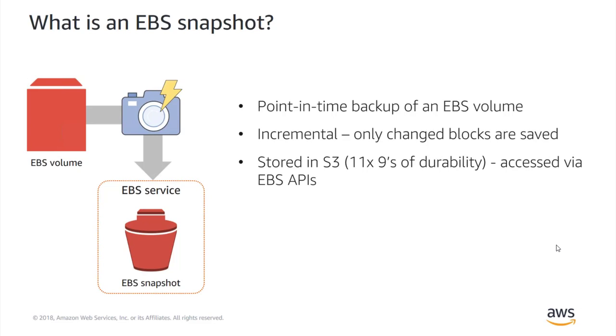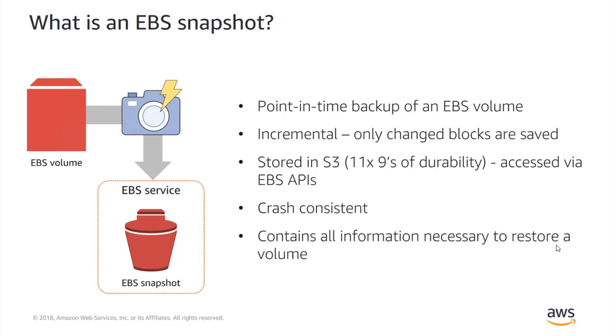All EBS snapshots are stored in S3, taking advantage of its scalability and 11 nines of durability. However, it's important to remember that EBS snapshots are not stored as user-accessible objects. Rather, they are accessed using EBS API calls. EBS snapshots are crash consistent, and we'll talk about what that means in a few slides. Finally, each snapshot contains all of the information needed to restore a volume to the exact point in time when the snapshot was taken.